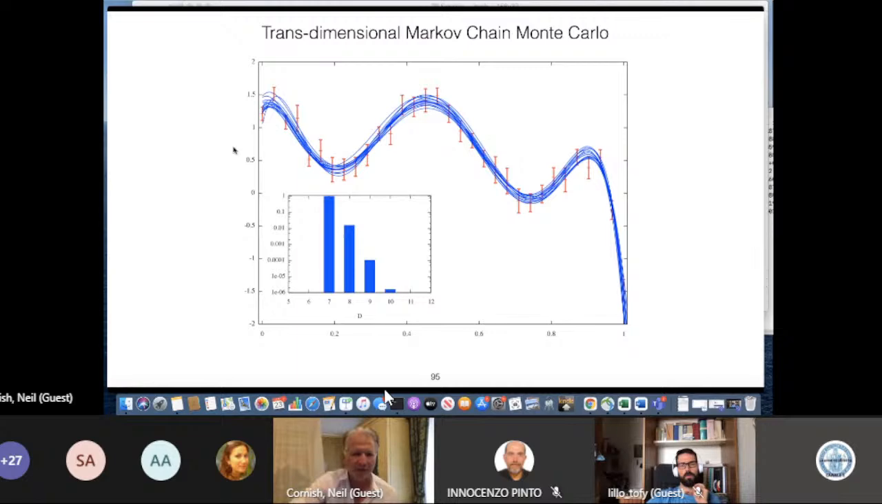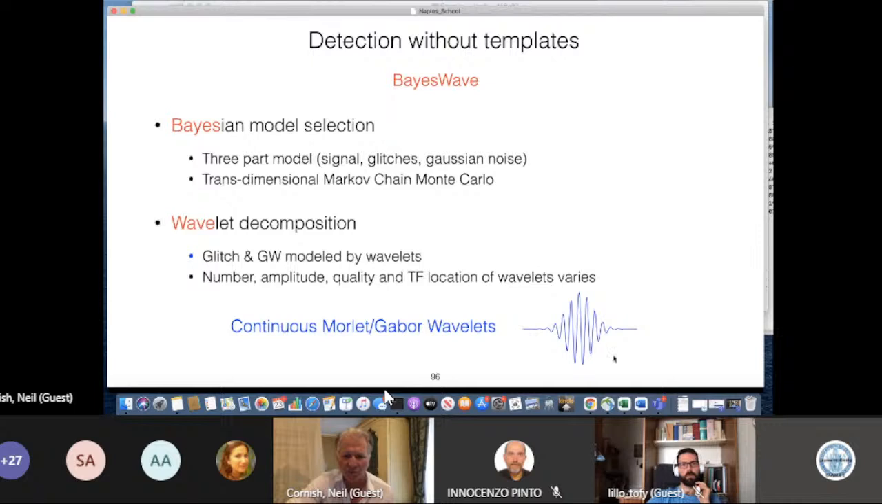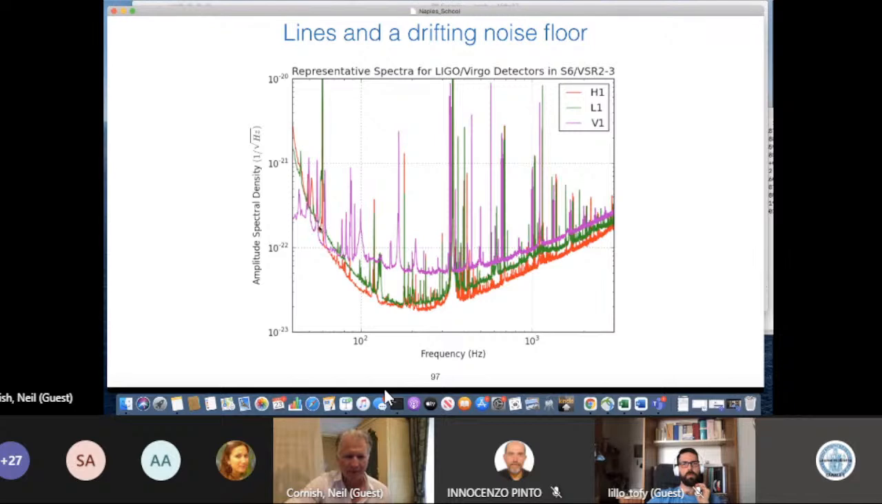For example, in BayesWave, we have a collection of wavelets, and we use it to measure the signals, the glitches, and the noise. Just for example, if you want to measure the power spectrum, this is just a periodogram showing the Hanford, Livingston, and Virgo data. This was even before we started Advanced Virgo or Advanced LIGO, back in the sixth science run of the initial detectors.